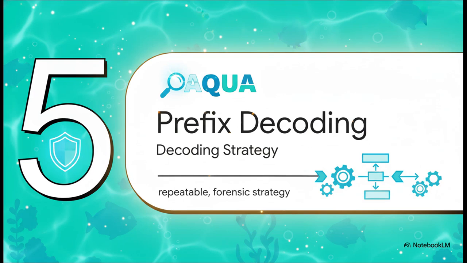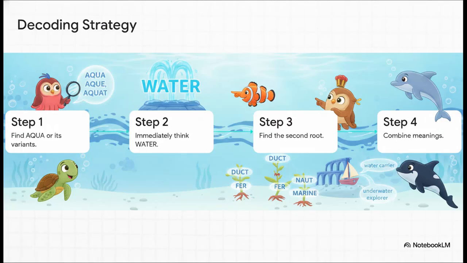And that brings us to our final leg, Section 5, the prefix power decoding strategy. Let's move on and see how this builds into the final step of our word detective training today. Here is a repeatable, 4-step framework, basically a forensic strategy, that you can use to decode brand new, highly complex vocabulary you've literally never seen before. Step 1. Scan the word and find aqua or its variants. Step 2. Immediately think water. Step 3. Find the second root or suffix in the word. And step 4. Combine those meanings together to unlock the definition. It is a foolproof forensic method.